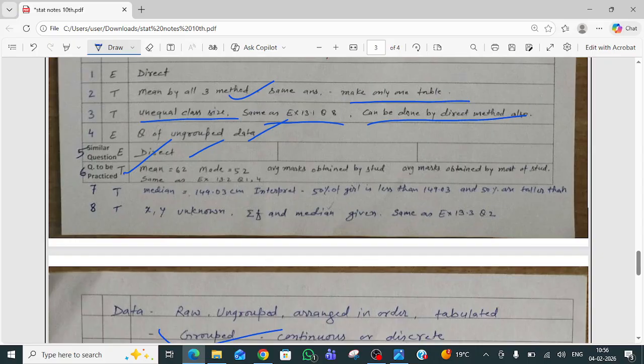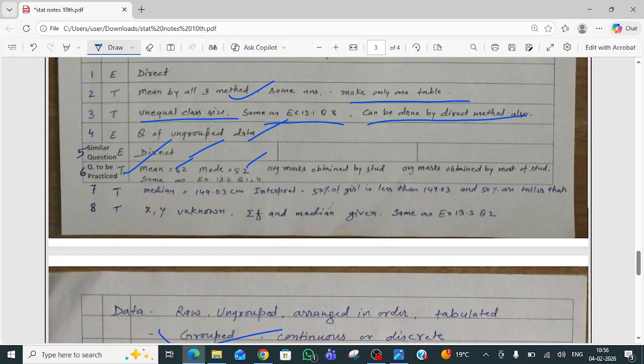Why is it tricky? Again, this is a matter of interpretation of the data. So mean you got 62, means the average score obtained by students is 62, and mode is 52, means most of the students scored 52 marks.